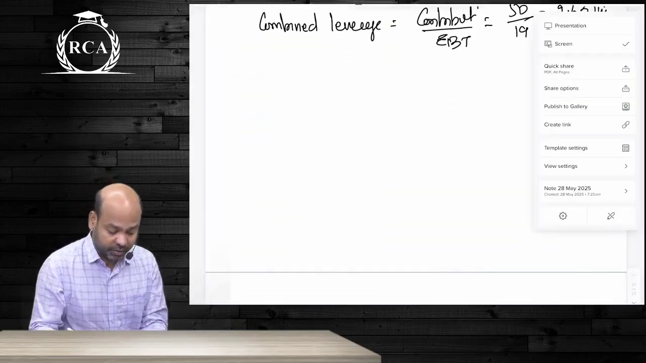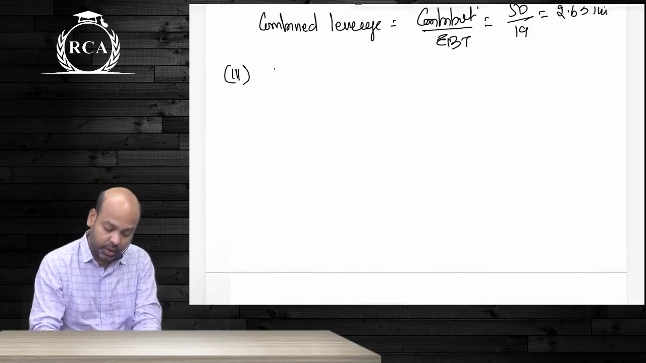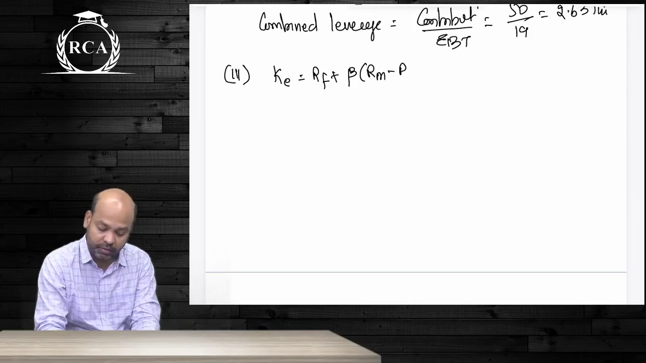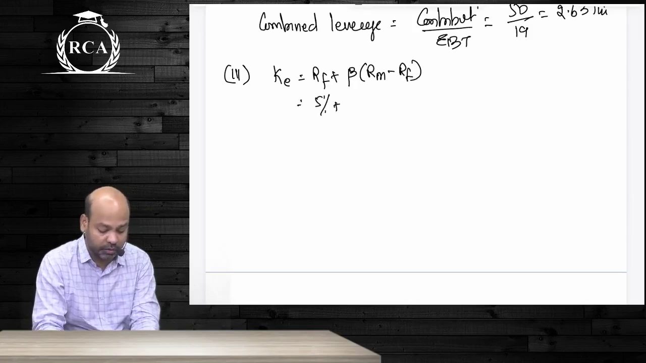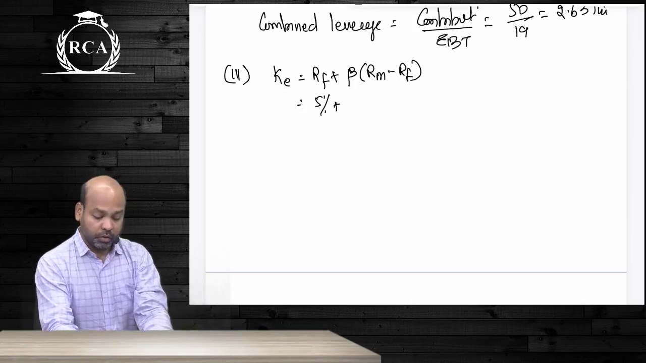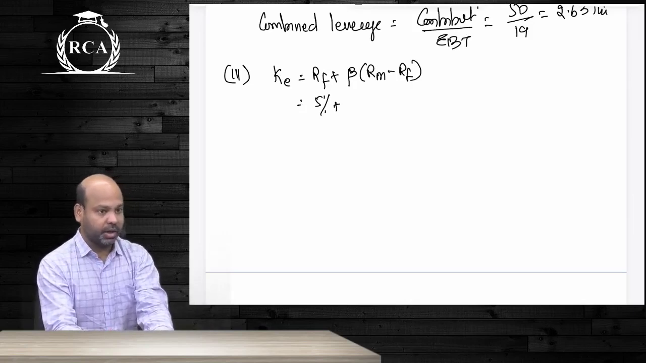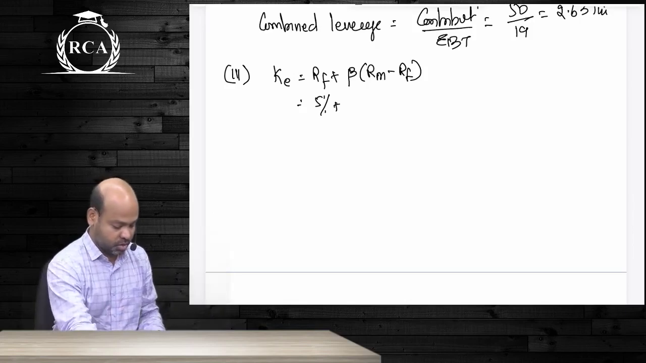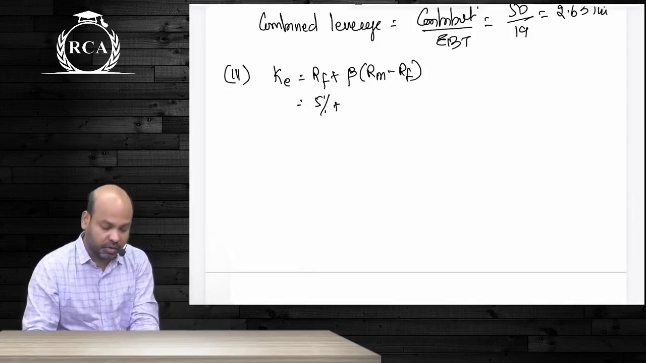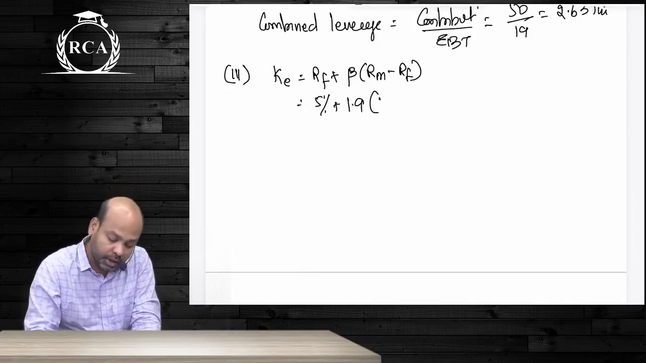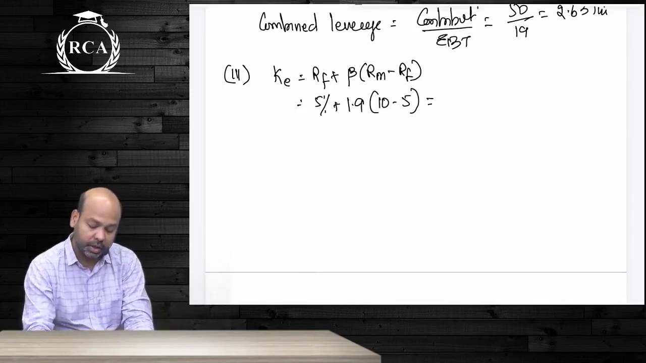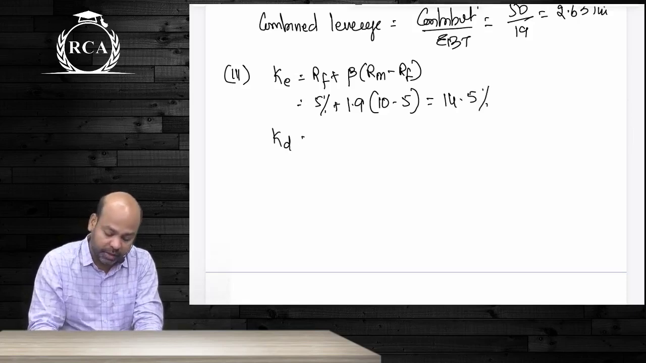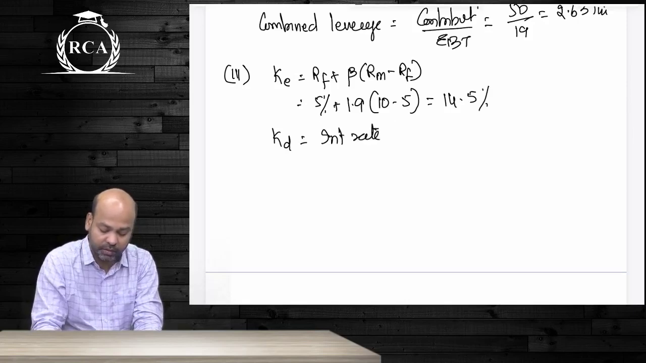So here in this question, 12th one, third bit, cost of equity is RF plus beta into RM minus RF. Looks like majority of you did not solve this, that is why you're not responding. So RF is 5% and RM is 10%. Using that, how much are you going to get? Beta factor is 1.9 into 10% minus 5%. So this will become 14.5%.